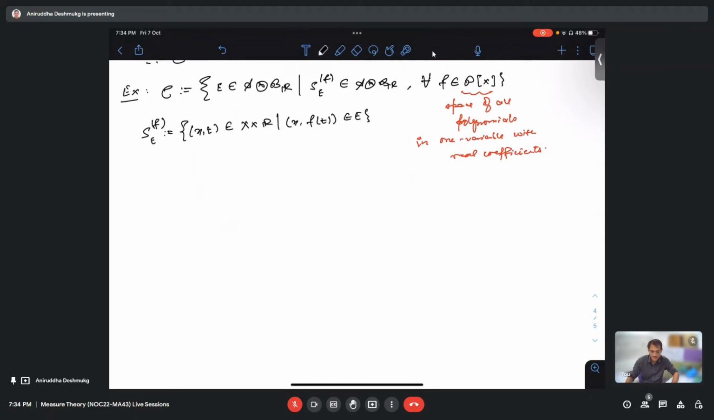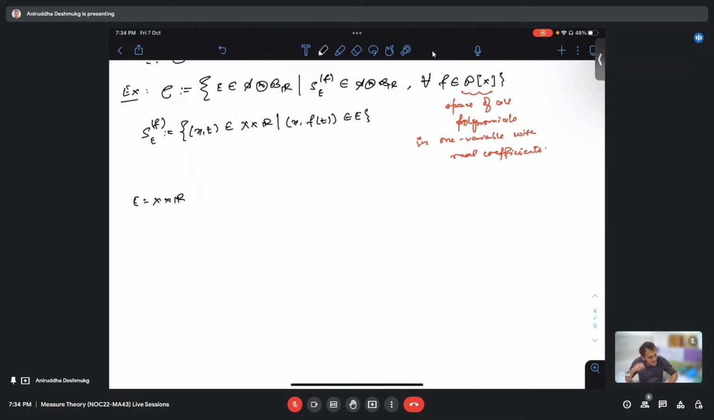Just like the previous one, if we took E equal to X cross R, the constants are always polynomial. Yes, constants are polynomials. So the whole space rectangle should always belong to the collection. But we have to prove it for all polynomials, right? We cannot fix a polynomial and prove it. Yes, it can be any polynomial.